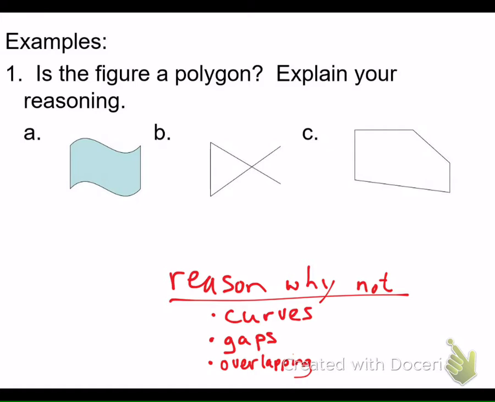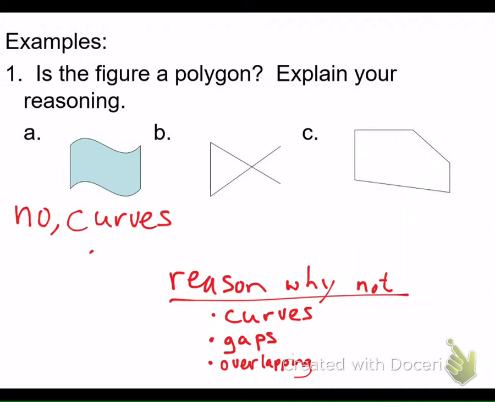Okay? So a polygon has all straight sides, and they all connect at the end of the side. So there's no crisscrossing, and there's also no gaps, no parts that are left open. So, A, is that a polygon? If any of these things are happening, it's going to be a no. So this is going to be a no. And why not? It has curves.